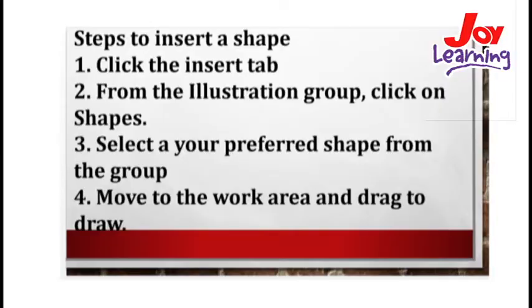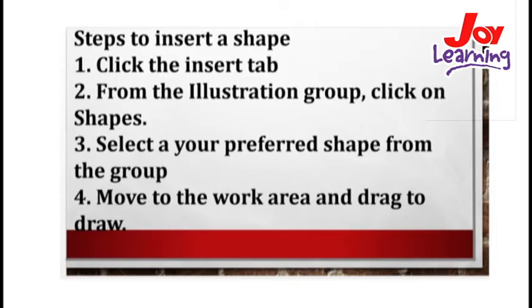So the first step is to click on the insert tab. If you click the insert tab, it will display the insert ribbon with its various groups. The next step is to move to the illustrations group. In the illustrations group, we have tools like insert picture, insert word art, insert other options, insert what? Shapes. So from the illustrations group, you just click on shapes.